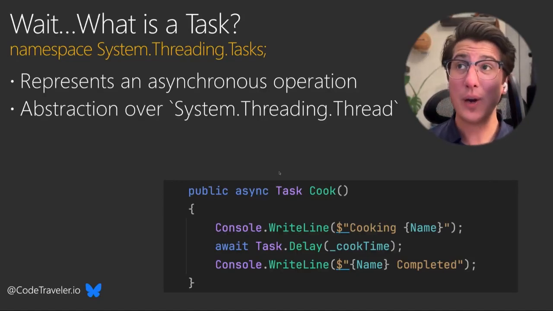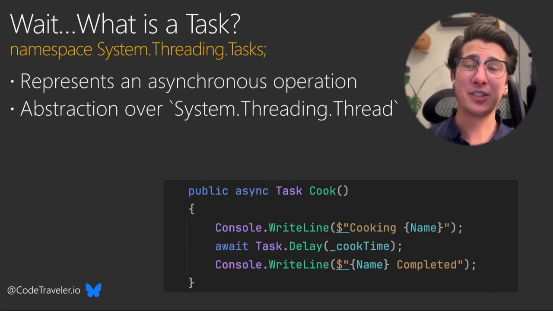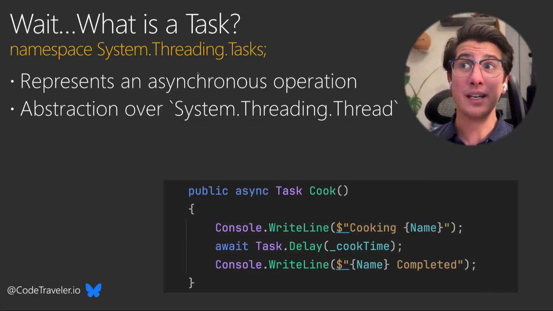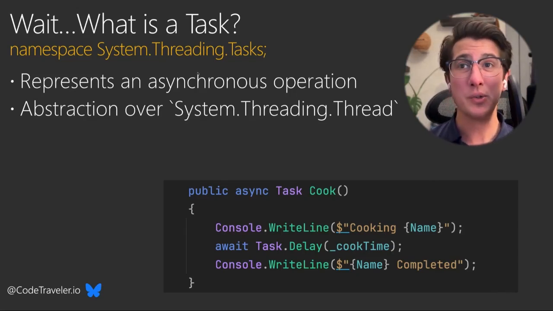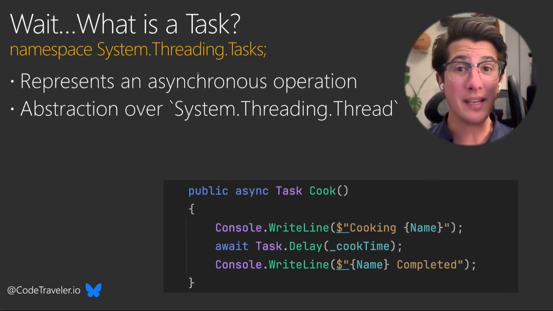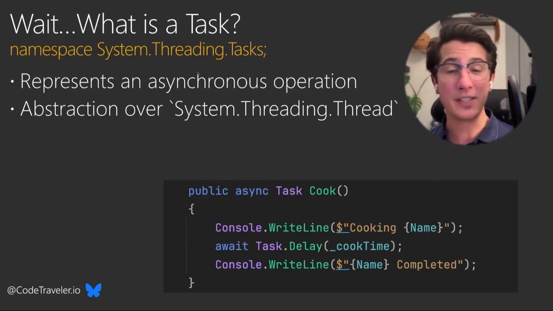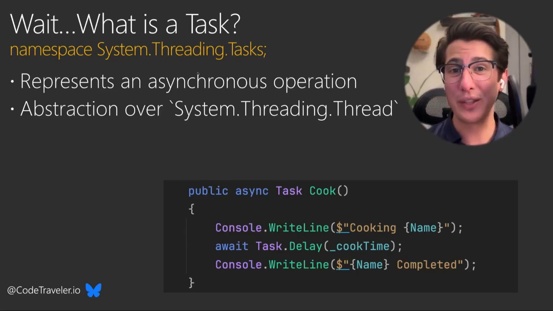So what is a task? Well, it can be found in the namespace system.threading.tasks, and essentially a task just represents an asynchronous operation. A task doesn't necessarily mean that it's going to spin up a new thread. A task doesn't necessarily mean that everything inside of it is going to happen on the same thread, and it doesn't necessarily mean that everything inside of it is going to happen on a calling thread.